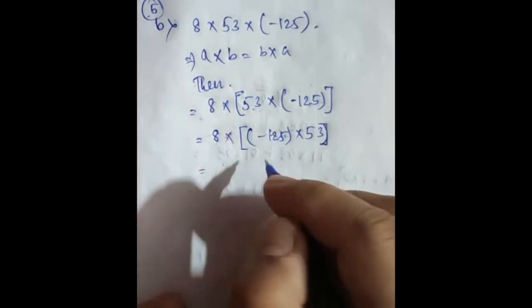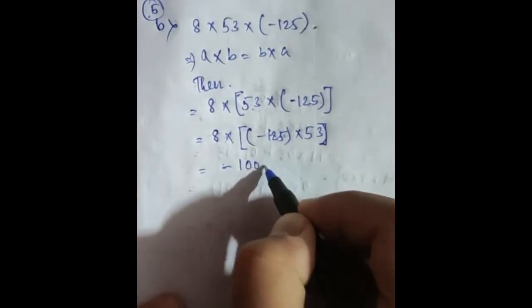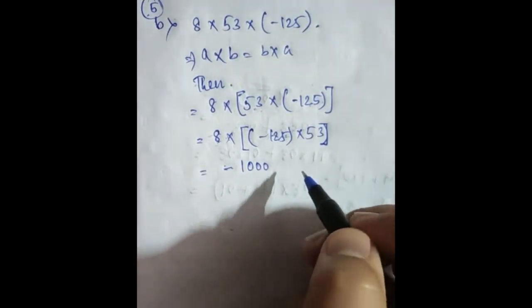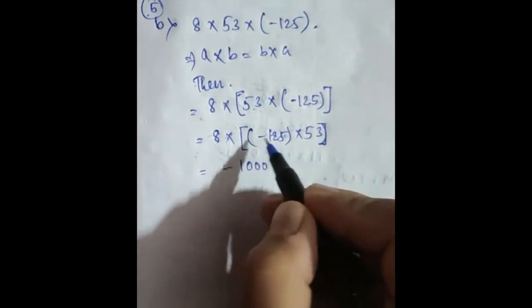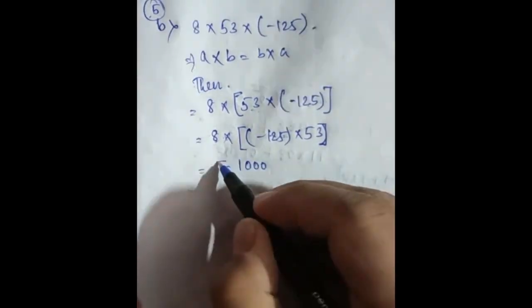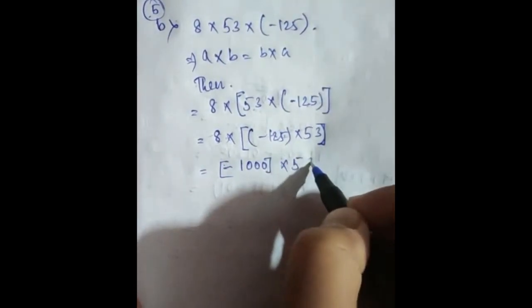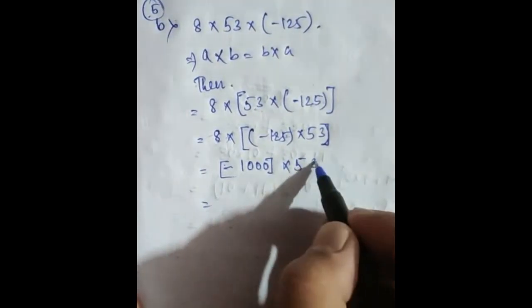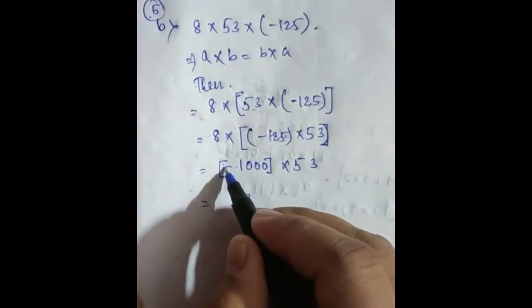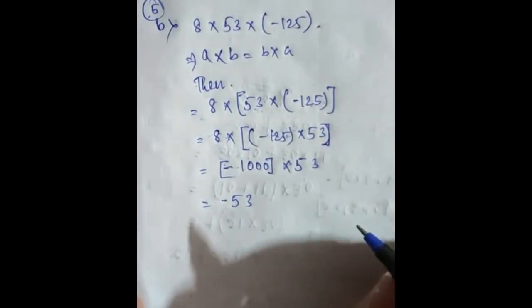When you multiply this, you'll get the easiest value. Instead of multiplying with this, you will get the easiest value. So I have done this into 53. So when you multiply this, 53 ones is 53, but remember minus into plus is also minus. That also we have to remember.